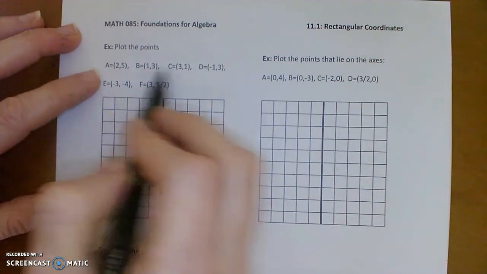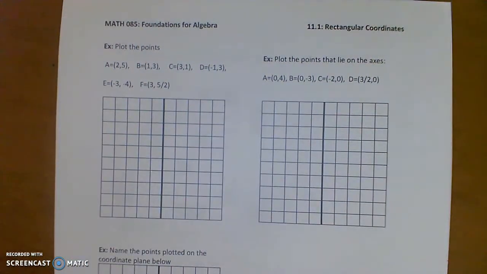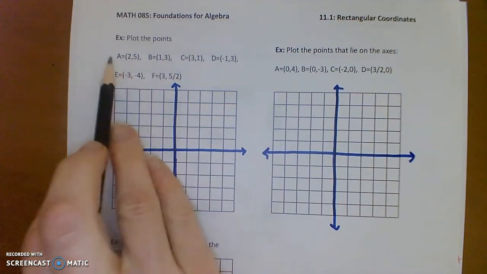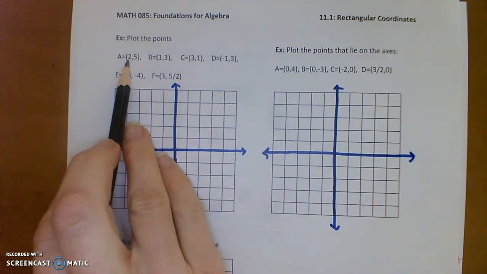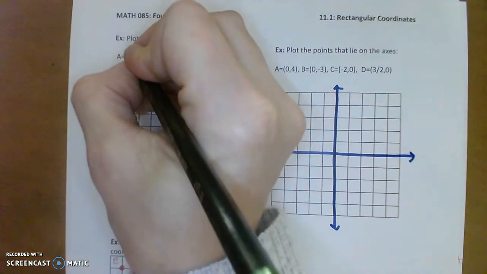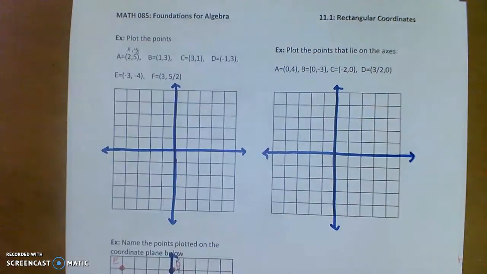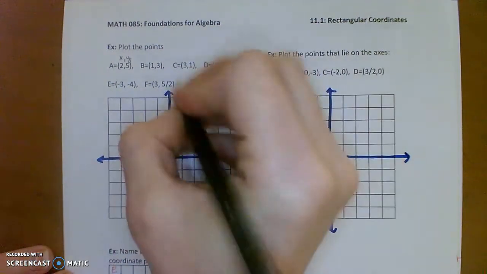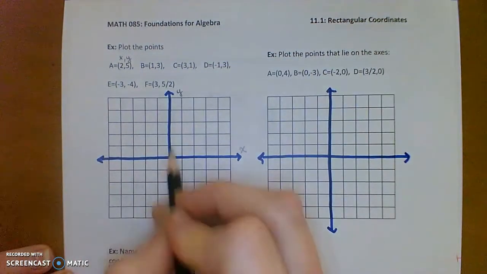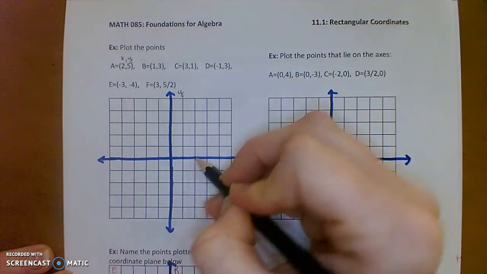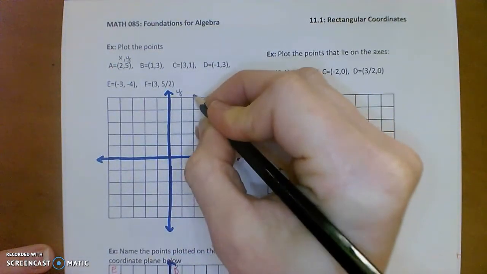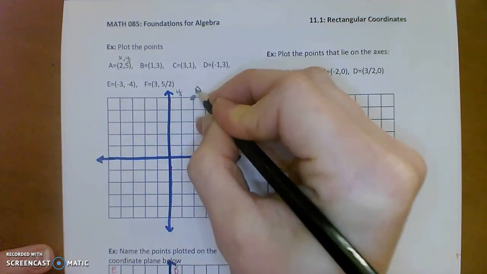Given these coordinate pairs, let's go ahead and find them on the plane. Right, so let's go ahead and plot these points. A has x-coordinate 2, y-coordinate 5. So if you ever get confused about what comes first, it goes in alphabetical order usually. So this is my x-axis, here's my y-axis, 2 units to the right, 1, 2, and then 5 units up, 1, 2, 3, 4, 5. So this is the point A.